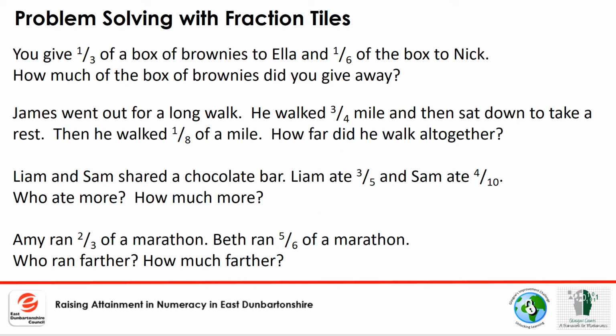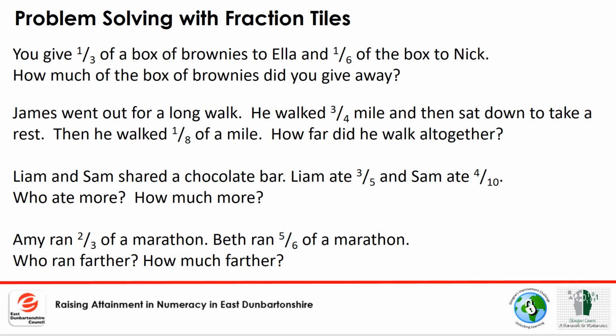Okay, let's have a look at problem solving with fraction tiles. Here are 4 separate examples for you. Again, pause me, I'm going off for another coffee, and have a go with this one. Now, when you open up your fraction tiles, do me a favour, don't just build up a fraction wall. I want you to think about the actions of these problems.